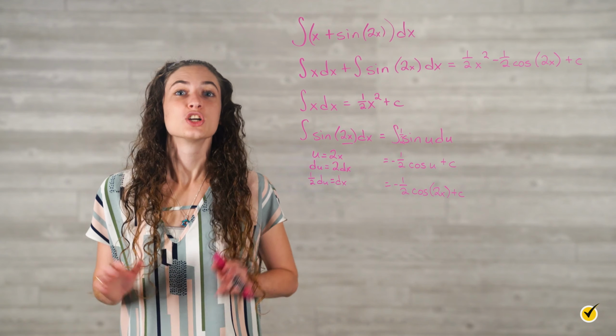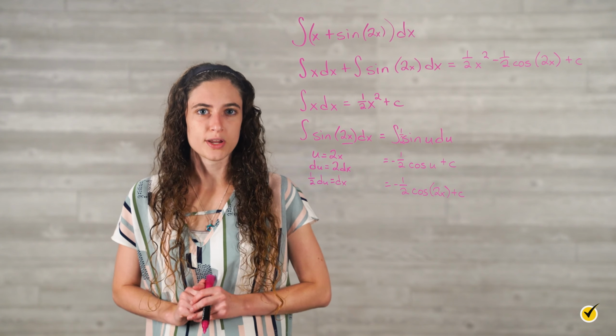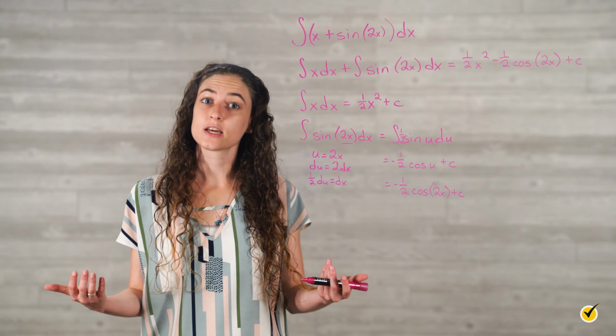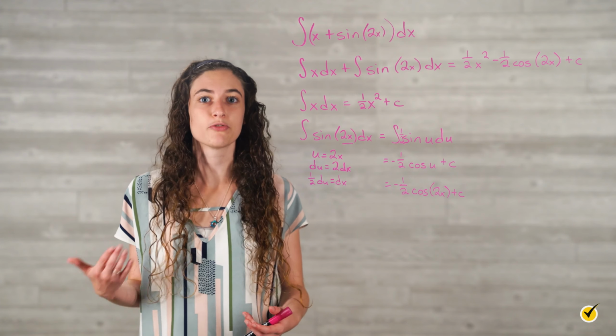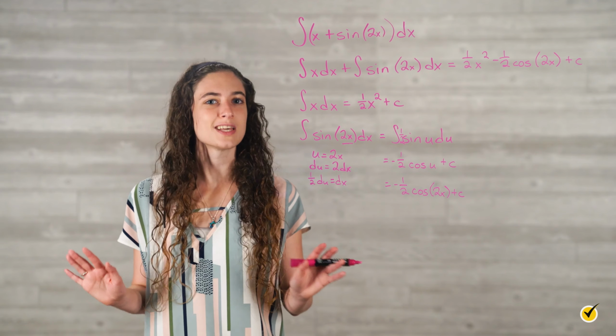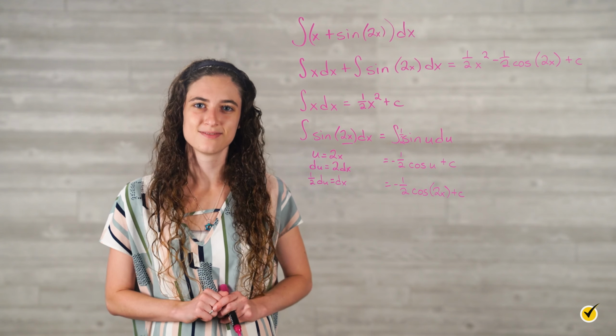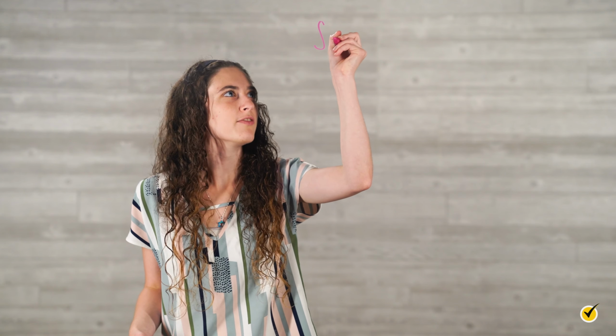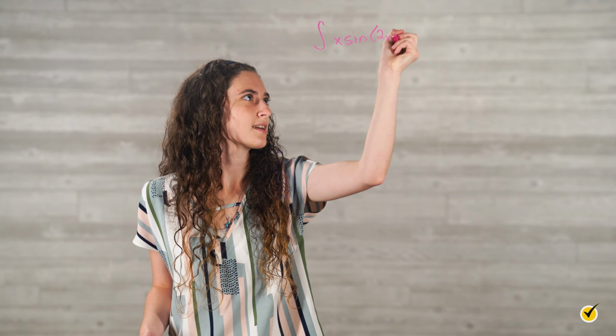plus c. Don't be concerned by the fact that one of our c's went away. When we add together our two integration constants from the first and second terms, they combine to form another constant, so we are safe to lump them together using just one letter. Solving that problem wasn't so bad, but consider this next problem. The integral of x times the sine of 2x dx.